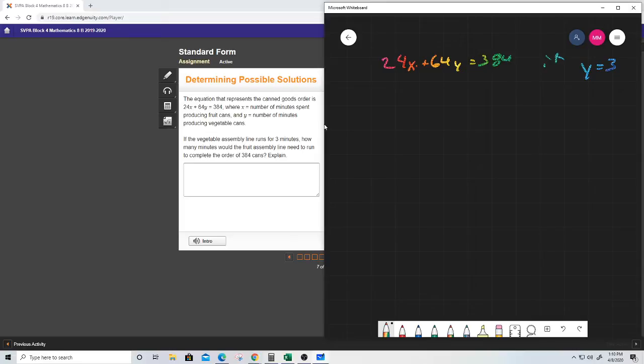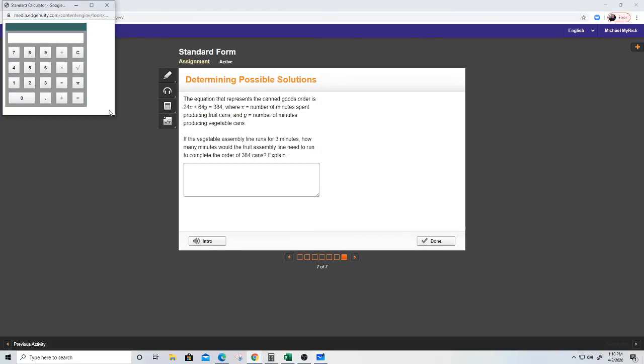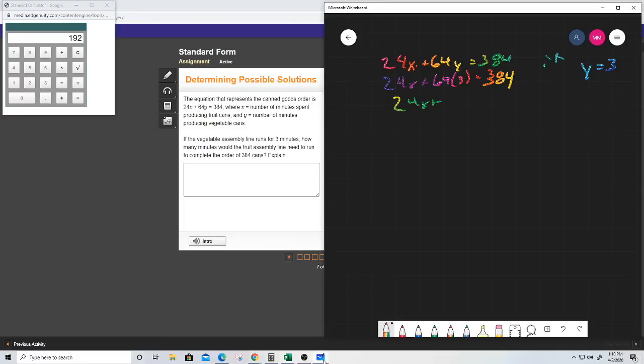Well, easy, just plug in your 3 for your y. So 24x plus 64 times 3 equals 384. Oops, there's my crooked weird 3 again. 24x plus, come over here, hit your calculator. 64 times 3. So we get 192. 24x plus 192 equals 384.